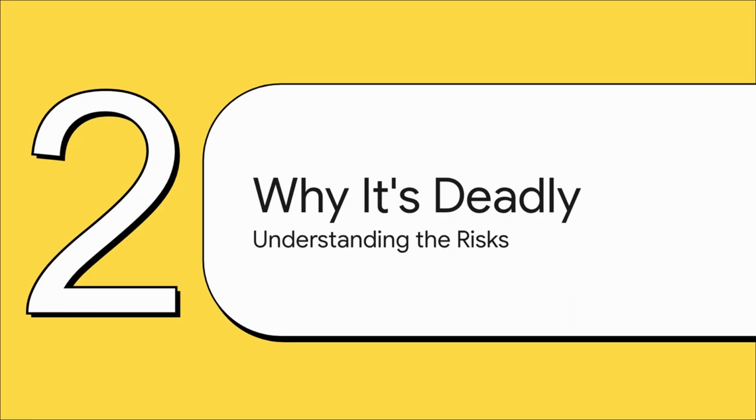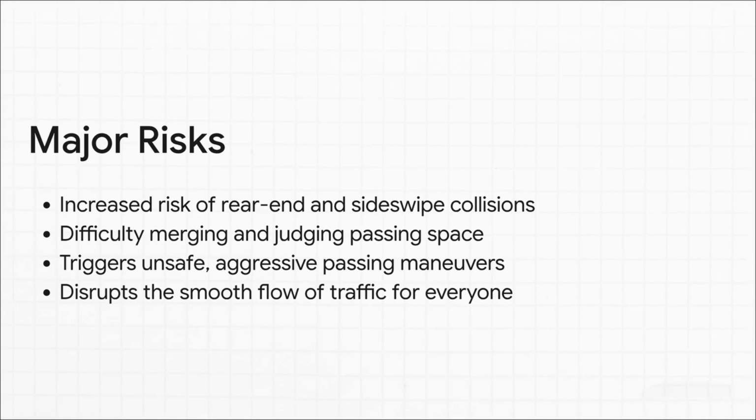Okay, so a definition is one thing, but to really get why this matters so much, we have to talk about why it's so deadly. What is it about this simple gap in speed that creates such an incredible amount of risk on the road? Well, for starters, a big speed difference just skyrockets the risk of rear-end and sideswipe collisions. It makes it almost impossible to correctly judge if you have enough space to merge or to pass somebody safely.